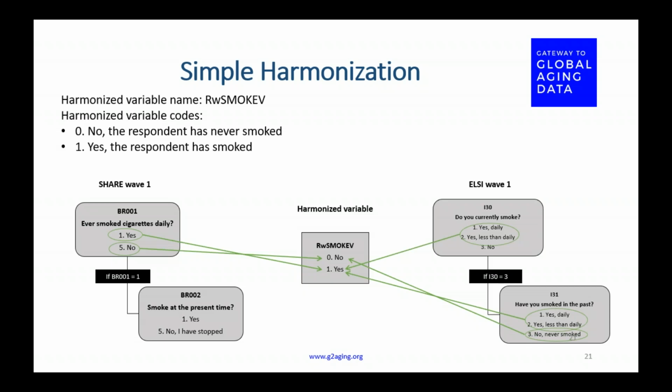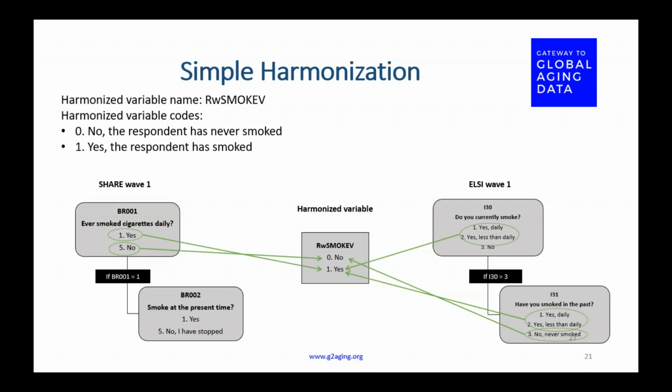Here we designed a harmonized variable called SMOKEV, that's whether the respondent has ever smoked. The harmonized variables all use the same value codes, so a no is always going to be coded as a 0 across all harmonized data sets. A yes is always going to be coded as a 1. And we can see here some of the differences by study. So SHARE at Wave 1, the European data set, just asks the question to everyone: have you ever smoked daily, yes or no?